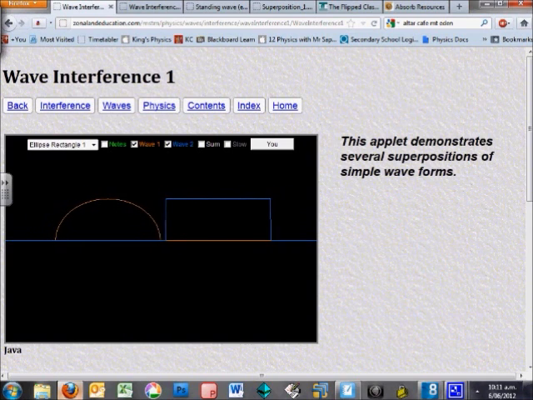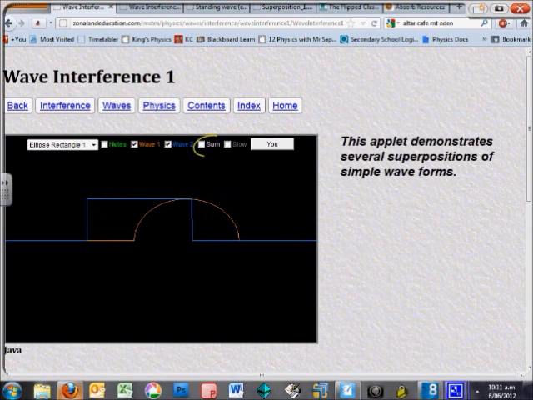Here we've got two pulses, somewhat artificially. One is a square-shaped pulse or a rectangular-shaped pulse, and the other one is semicircular. And those two pulses pass through each other. Now, what this is at present is showing the individual pulses, but it's not showing you the sum. It's not showing you what happens when these two pulses interact.